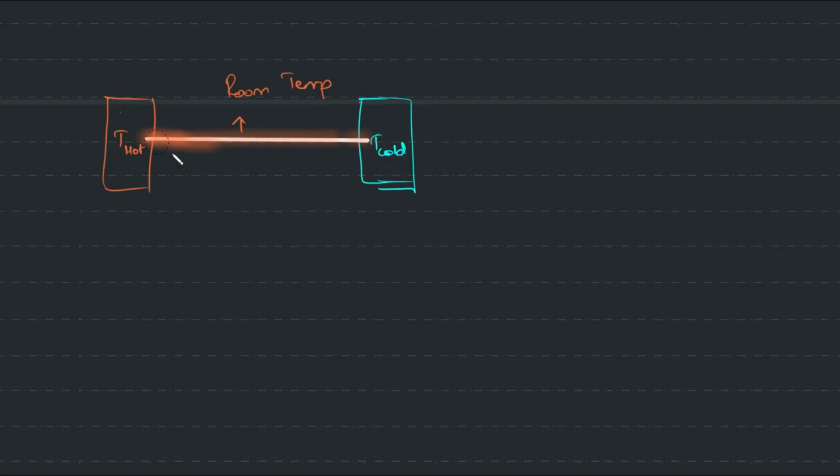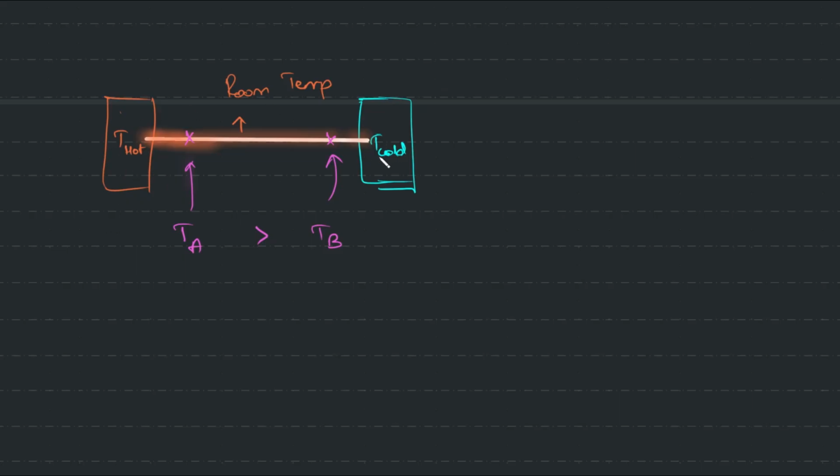So my question to you guys is, will it be hot at this point or at this point? Which will be hotter eventually, which will have more temperature? Say this is point A and this is point B. Point A will have more temperature than point B. Do you agree?